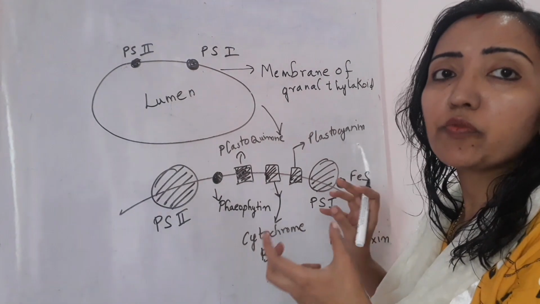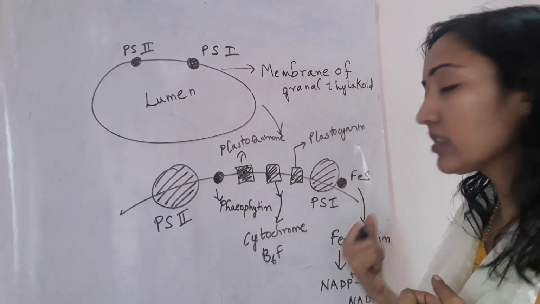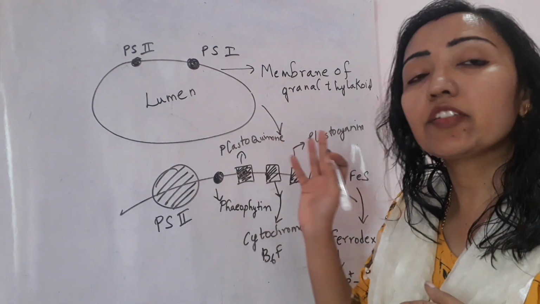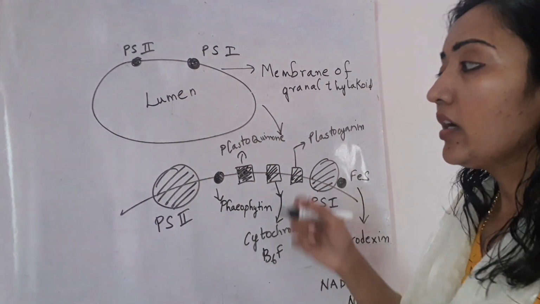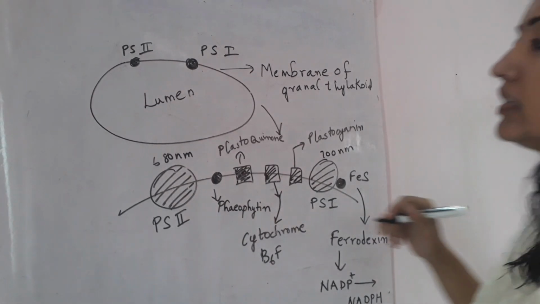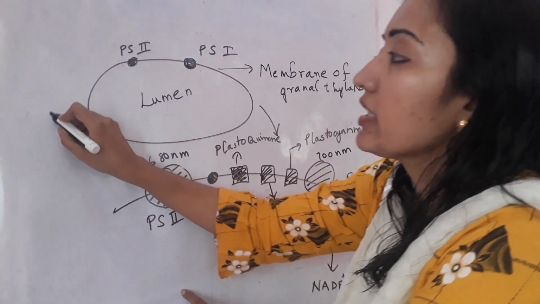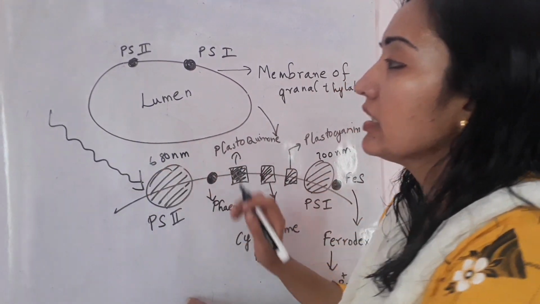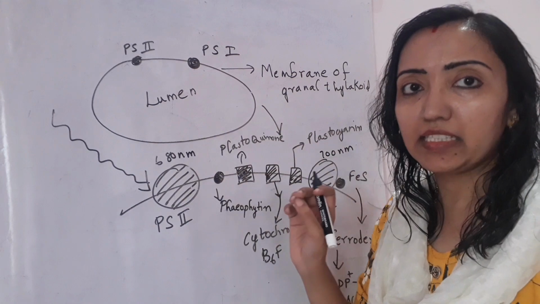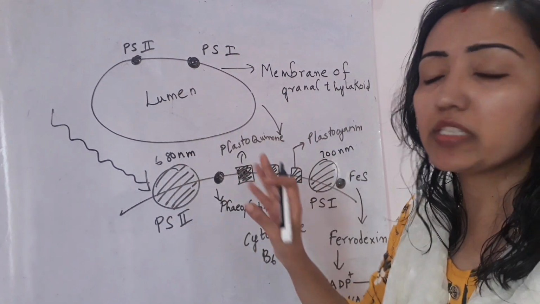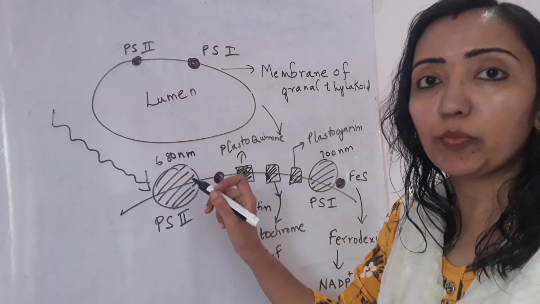When light falls on both photosystem 2 and photosystem 1, they become active and the electron is excited, and as a result energy is released. For example, if the wavelength of light is 680 nanometer or less than 680 nanometer, both the photosystems will get excited. The wavelength of light should be less than 680 nanometer.